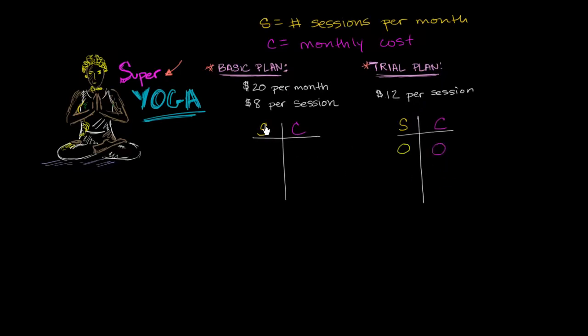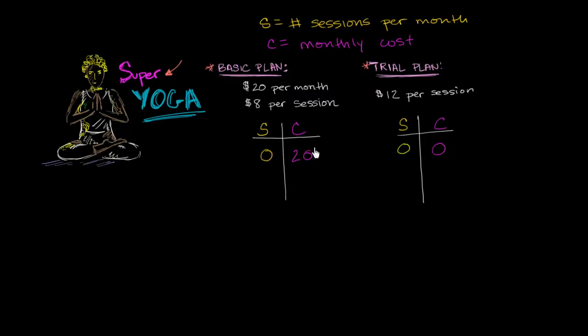Now, what about that same question under the basic plan? If I have the basic plan, but in a given month I attend no sessions, I don't go to this yoga gym at all, how much am I going to have to pay? Well, it's $8 per session. I didn't go to any sessions, so I'm not going to have to pay anything on a per session basis, but I will have to pay that $20 per month. So I will have to pay $20, even though I didn't even attend. That doesn't seem so good in that scenario. But let's keep working through other scenarios.